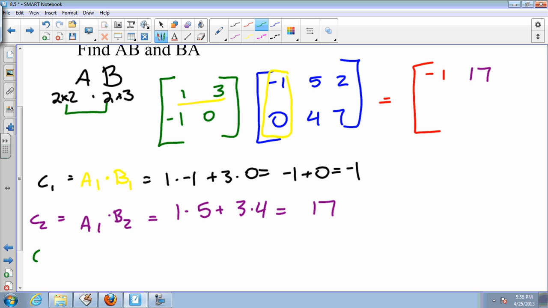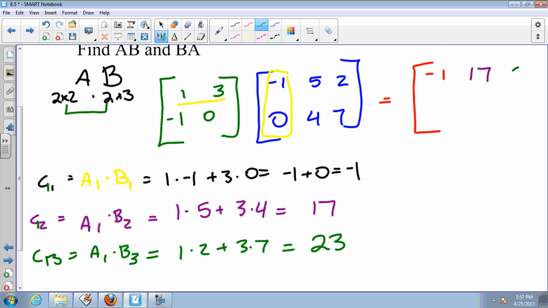Now we've got to find our C13. I guess this is C11, C12, C13. So we're going to take our A1 times our B3. 1 times 2 plus 3 times 7. 1 times 2 is 2. 3 times 7 is 21, so 23. We are expecting to get out a 2 by 3 matrix. So we got our first row.